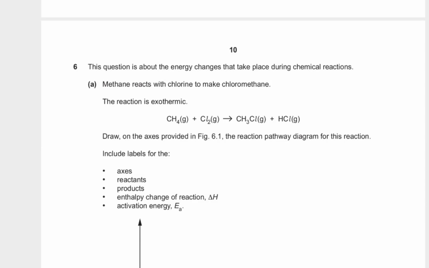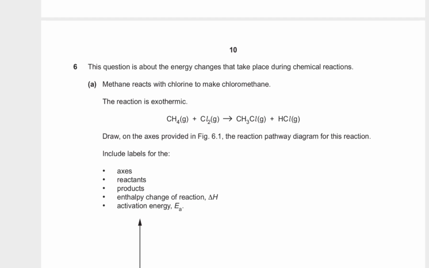Okay, now there we have the equation in which methane is reacting with chlorine and providing you methyl chloride and hydrochloric acid. What we have to do here is draw the diagram for the pathway of the reaction and label its axes, reactant, product, enthalpy change of reaction, and activation energy.